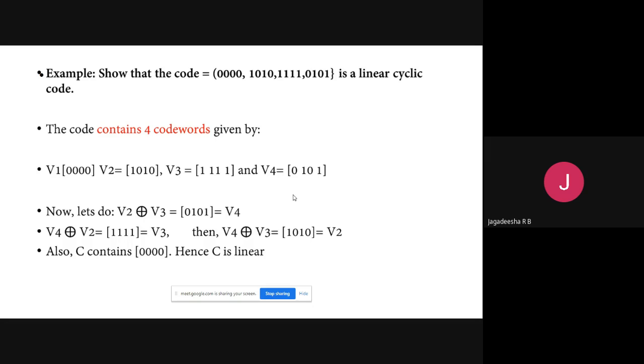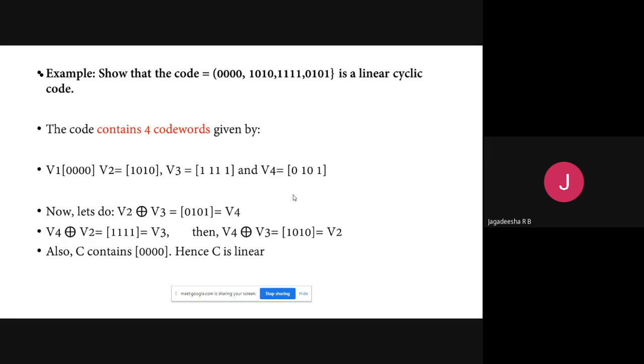Show that the code, there are 4 codewords given: 0000, 1010, 1111, 0101, is a linear cyclic code. So we have studied how to show it is a linear cyclic code. Basically, it should exhibit the linear and cyclic property, right? So how to do that? You know what the cyclic property is? Basically, you need to shift the given sequence, and when you shift, you get a new sequence.